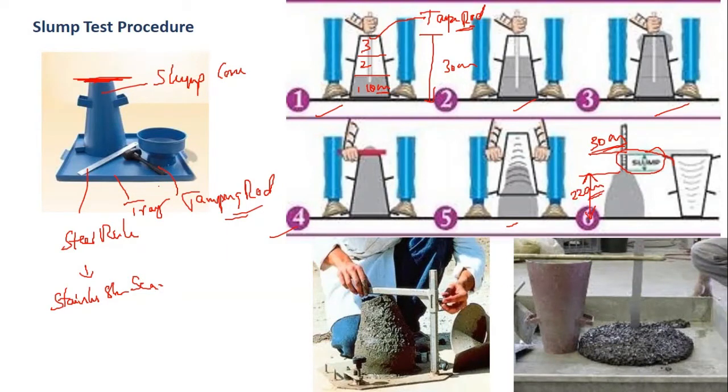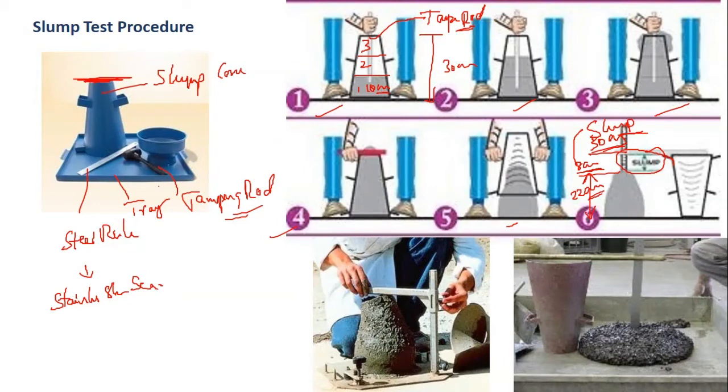So how much height it has decreased is 8 centimeters. So 8 centimeter is what we call as slump of this concrete. So this slump value, 8 centimeter, is the value that indicates the workability of concrete. If the concrete is more workable, it is going to have more slump value.